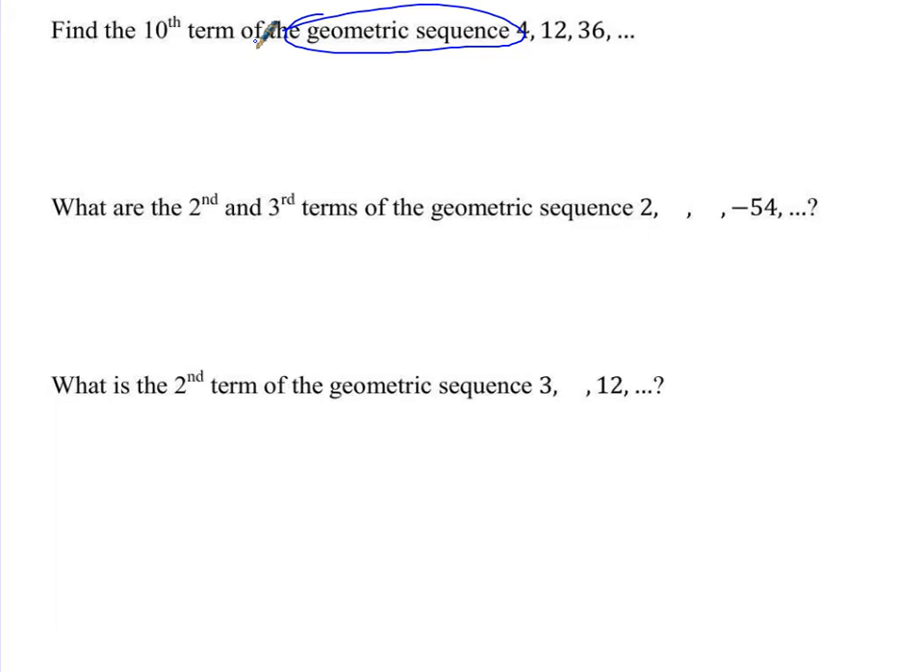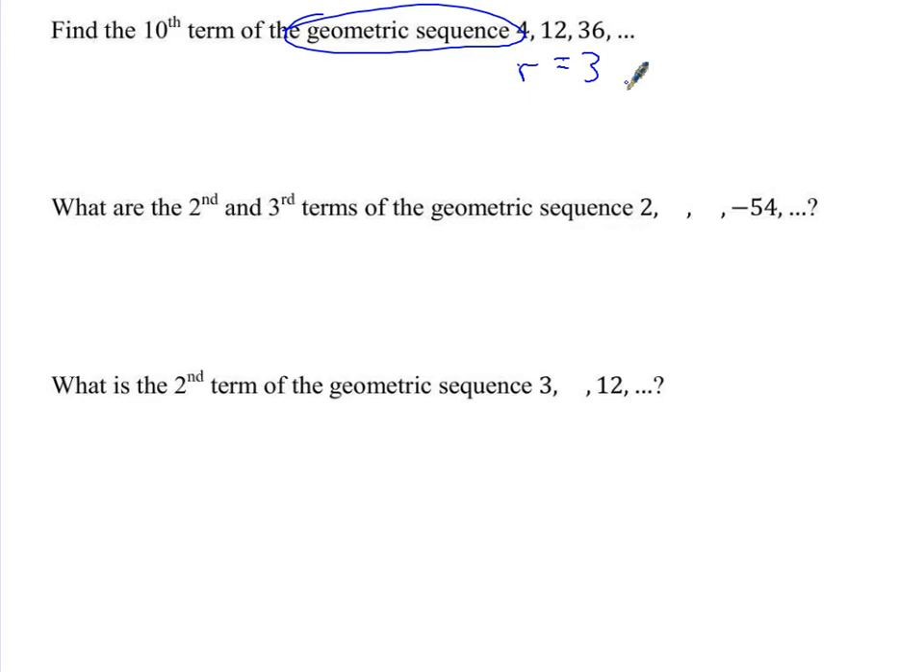There must be a common ratio. And in this case, the common ratio is going to be what? Because 12 divided by 4 is 3. Or you could go 36 divided by 12, which is also 3. It's always one term divided by the term before it. So the common ratio is 3, which means now what can I do?